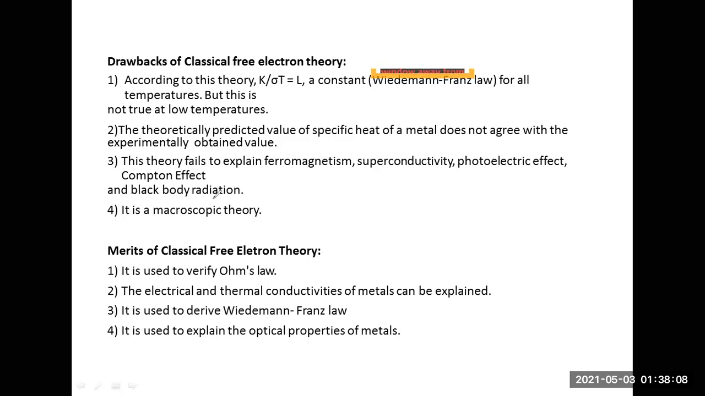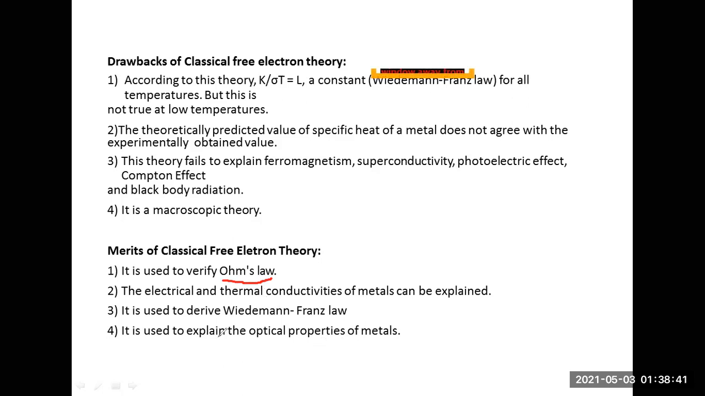Actually, this classical free electron theory is used to verify Ohm's law, that is V is equal to IR. The electrical and thermal conductivities of the metals can easily be explained by this theory. And also the Wiedemann-Franz law is derived, right? Which deals with what is happening to the metal when it is applied to high temperature. This Wiedemann-Franz law we say is K by rho T is equal to L.